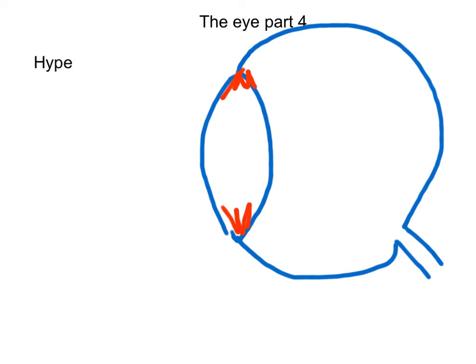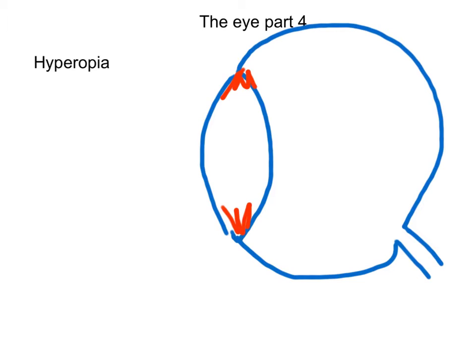Lastly, let's have a look at hyperopia, or farsightedness. Let me just draw an eye again. Lens of the eye, eyeball, optic nerve, ciliary muscles here. Alright, so let me write this up here.